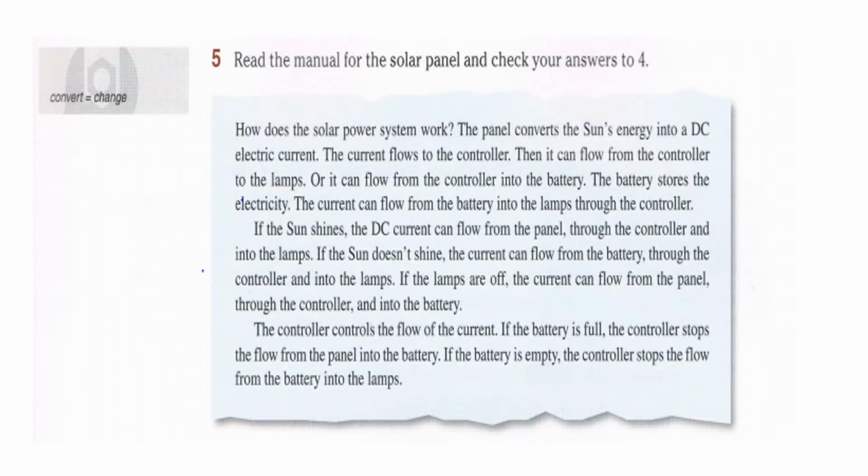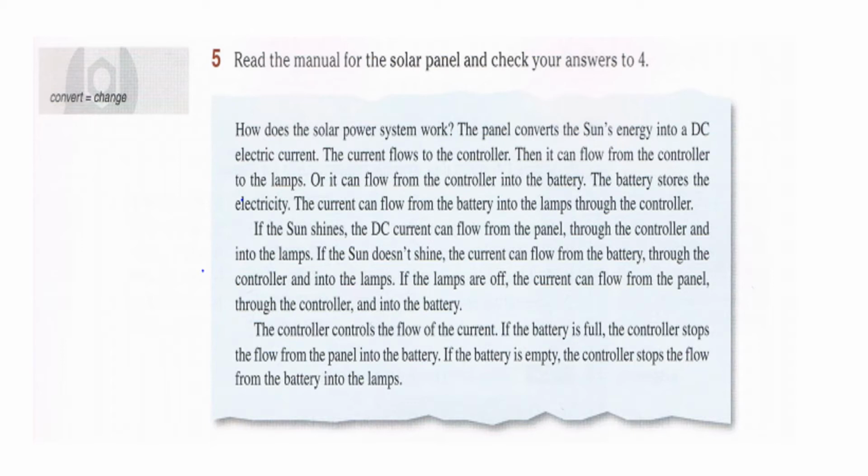In order to be able to answer these three questions about the three situations, we need to read this. Okay, before we start, let's look at the left. We have the word convert, and it means change. Exercise 5 is asking us to read the manual for the solar panel and check answers to 4.